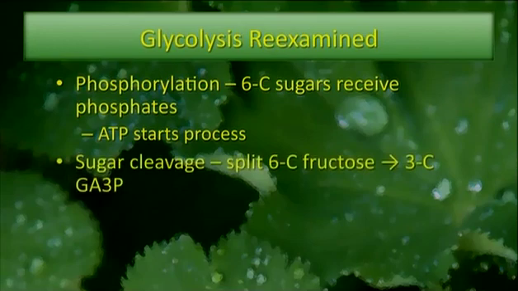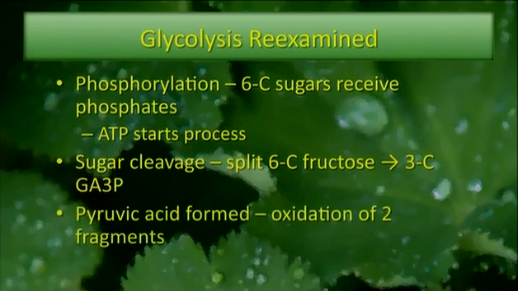The second step is sugar cleavage. The 6-carbon fructose is split into 2 3-carbon glyceraldehyde 3-phosphates, or GA3Ps. These GA3Ps are oxidized to 2 3-carbon acids, and the phosphate groups are removed from the acids, and pyruvic acid is formed, which results from the oxidation of 2 fragments.